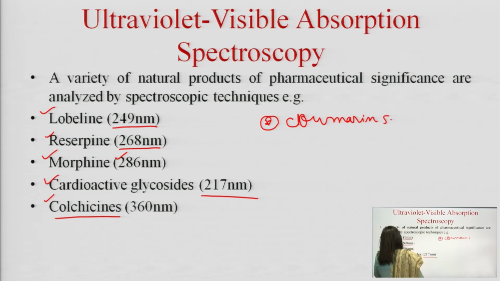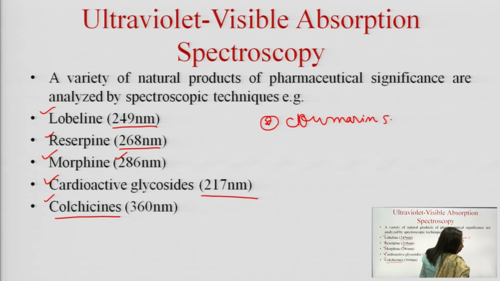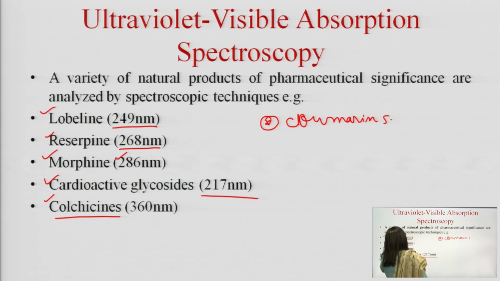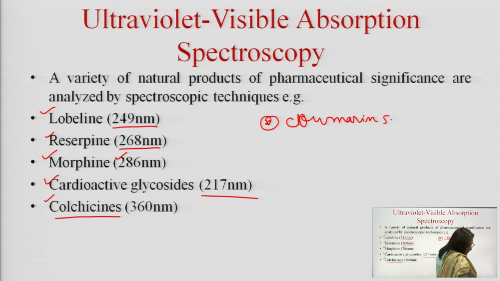natural product. Some examples described here are lobeline, reserpine, morphine, cardioglycosides and colchicine. Every one of these molecules has an absorption at its lambda max: 249 nanometer, 268 nanometer, 286 nanometer, 217 nanometer and 360 nanometer.